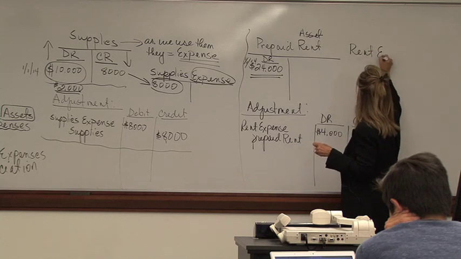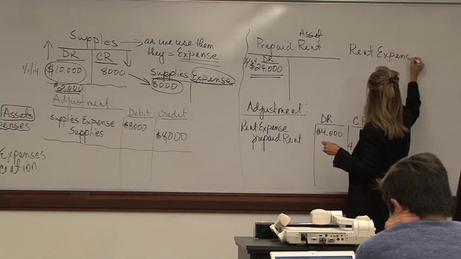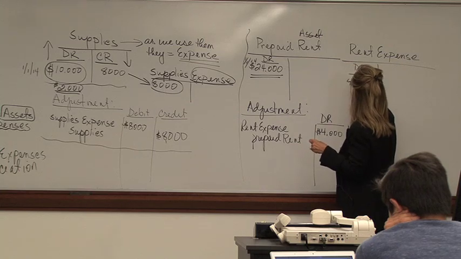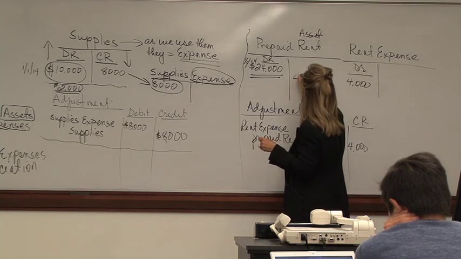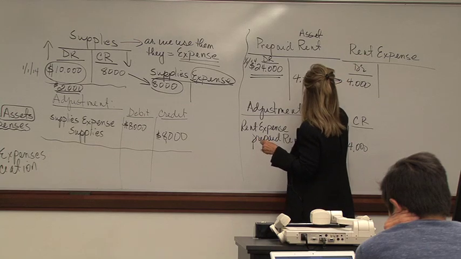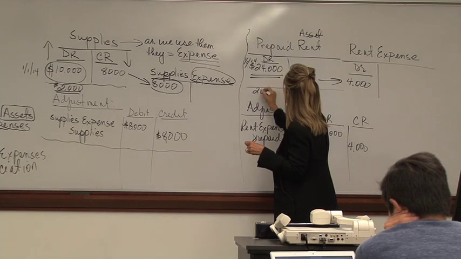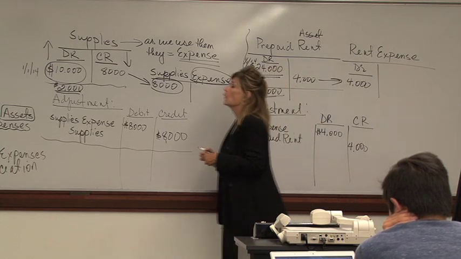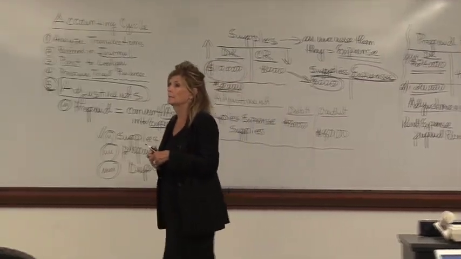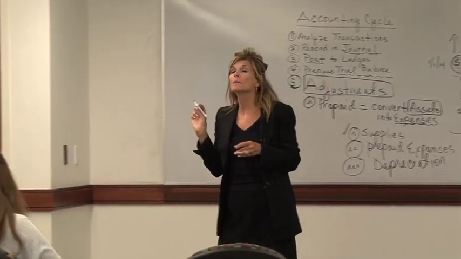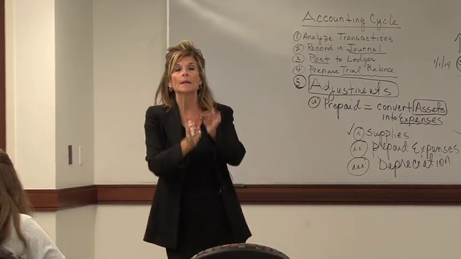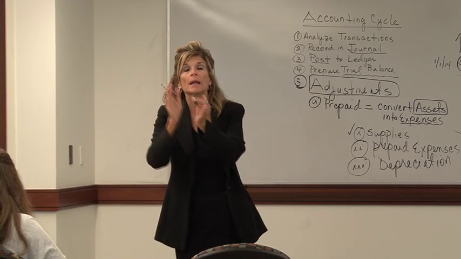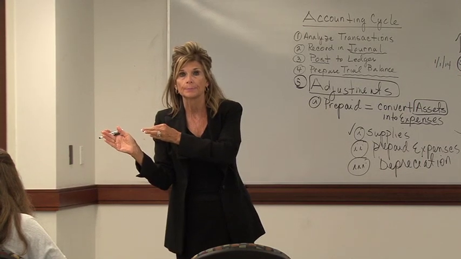So again, what we would see in the ledger when we post it is the rent expense going up and the asset going down. So at the end of January, when we start February 1st, that's what would remain in prepaid rent. So every single month, we're going to take $4,000 from the asset, called prepaid rent, and transfer it into the expense.